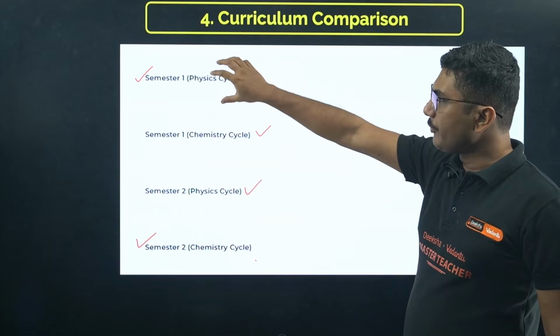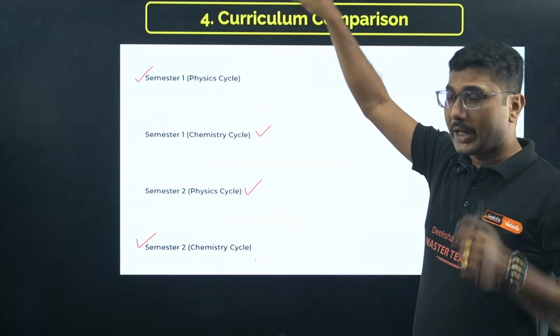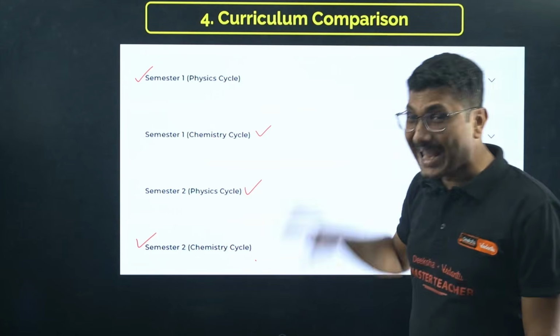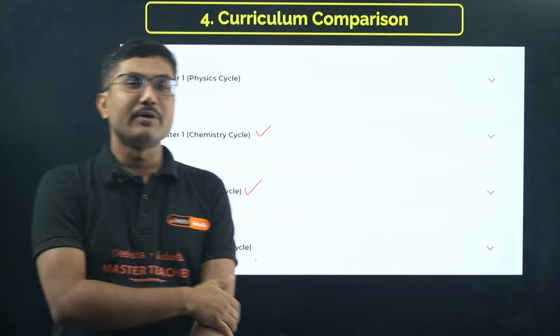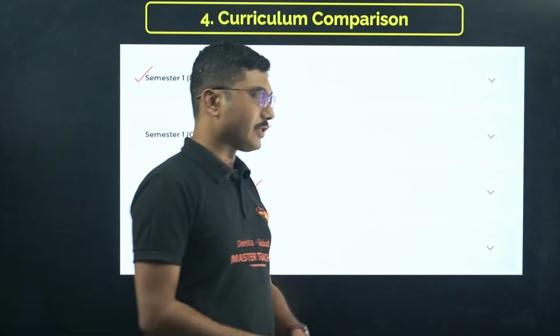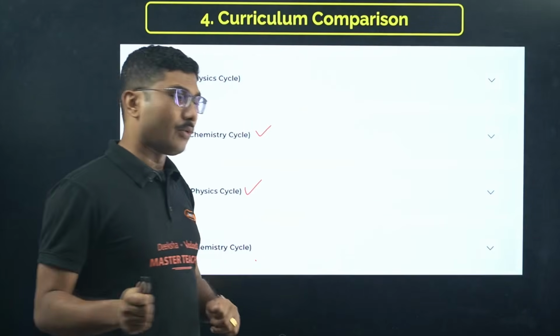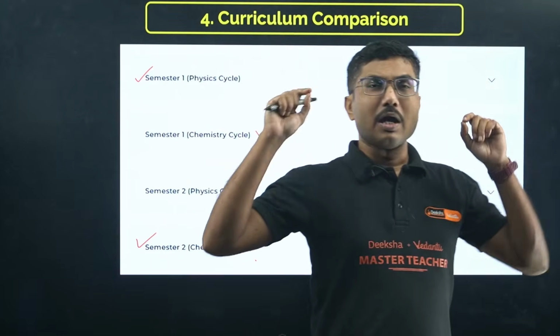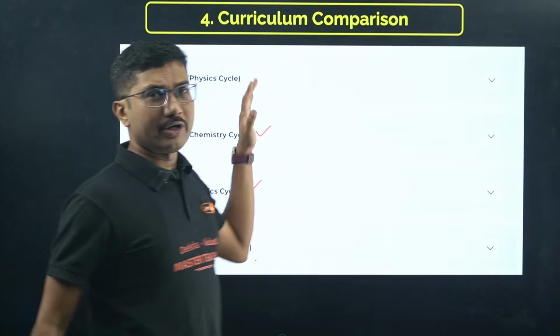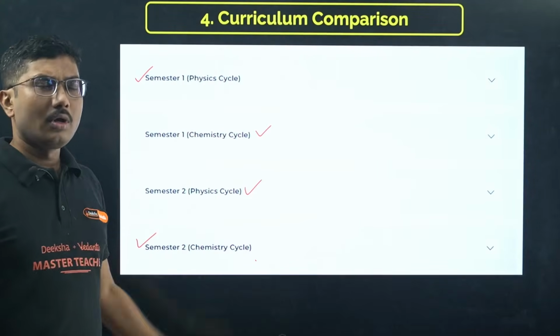Whatever you are studying in physics cycle, the same thing for CSE students will be there for AIML students as well. So there is no difference. If you want, you can go to their website and check in detail about the curriculum. I am not going into this curriculum. They are common for all courses.